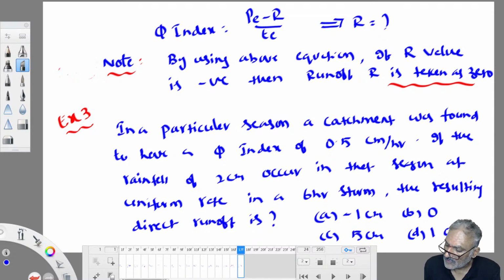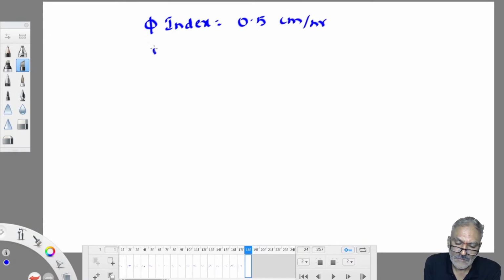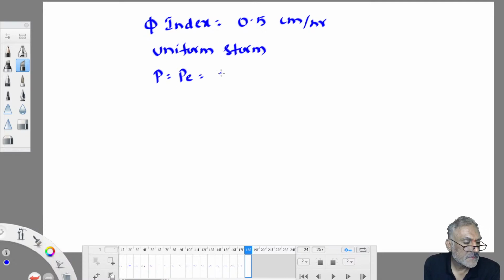Let us see how to work it out. So what is given? Pi index is given, and he mentioned that it is a uniform storm. P is given as 2 centimeter. T is given as 6 hours. And he is asking what?